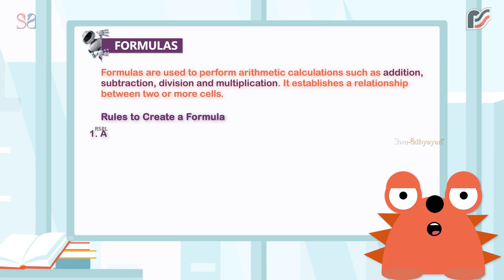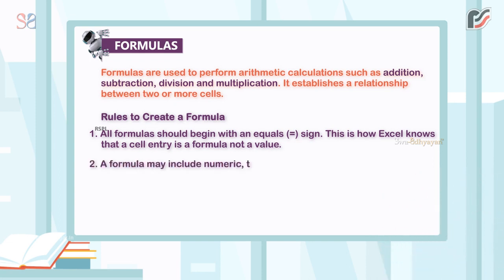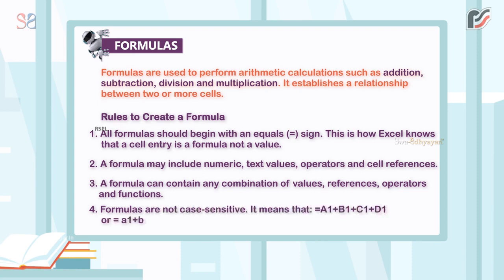The first one is that all formulas should begin with an equal to sign. This is how Excel knows that a cell entry is a formula and not a value. Second is that a formula may include numeric, text values, operators, and cell references. Third is a formula can contain any combination of values, references, operators, and functions. Fourth and lastly is that formulas are not case sensitive. It means that capital and lowercase alphabets perform the same action.